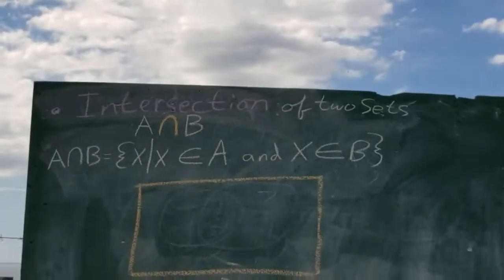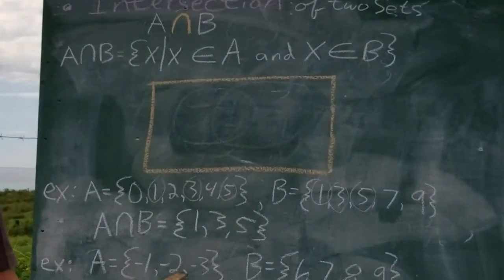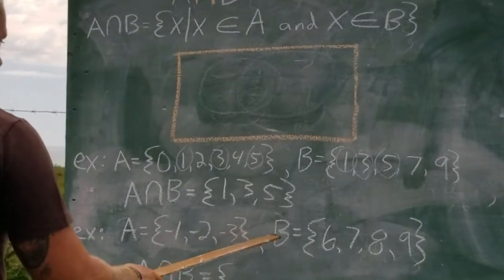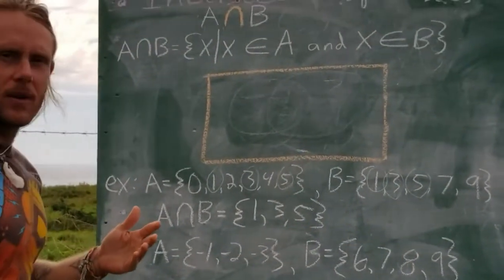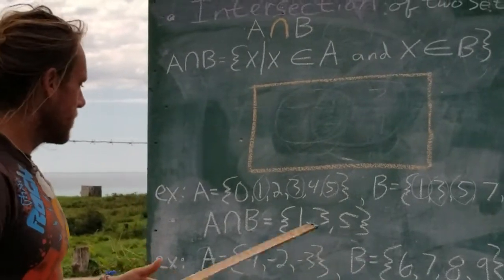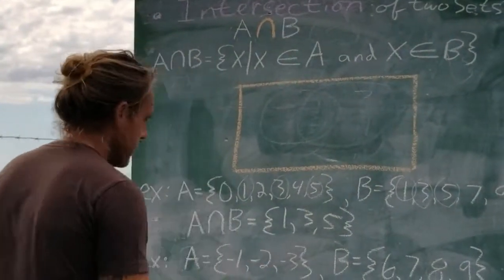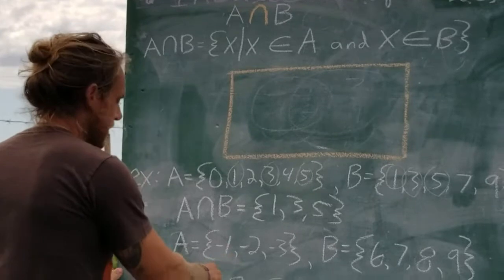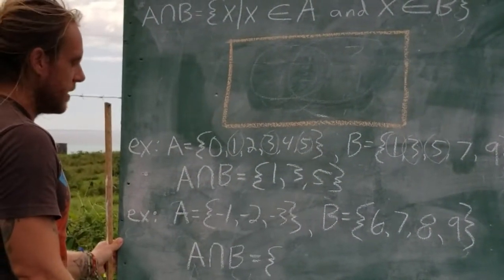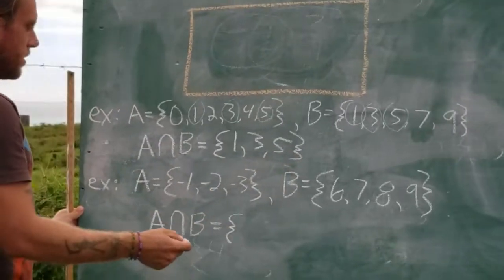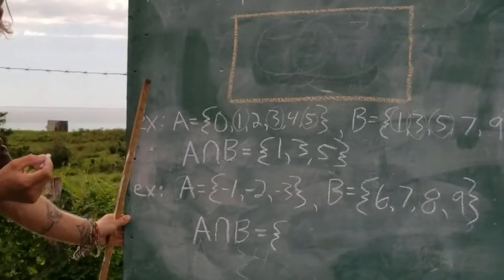Let's see, set A, -1. Does B have that? No. -2? No. -3? Wait a minute. There are no common elements. So if the intersection of A and B is all the common elements between A and B, but there are no elements, what do we do now?